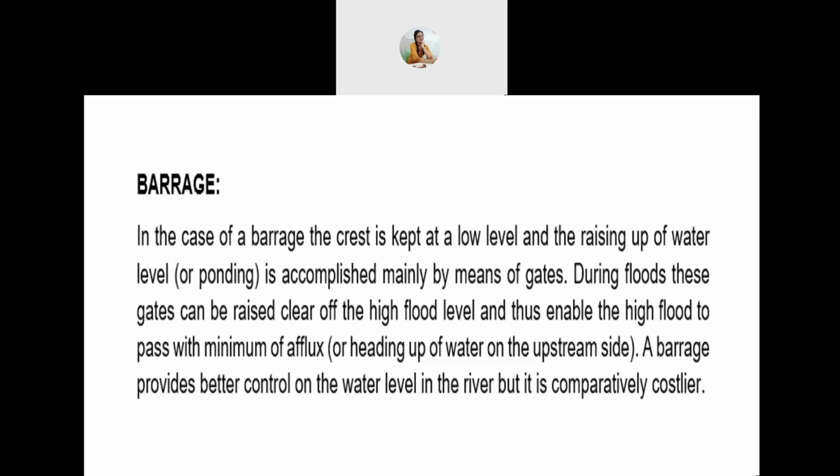Next, barrage. In the case of a barrage, the crest is kept at a low level and the raising of upper water level or ponding is accomplished mainly by means of gates. So during floods, these gates can be raised clear of the high flood level and thus enable the high flood to pass with minimum of afflux or heading up of water on the upstream side. A barrage provides better control on the water level in the river, but it is comparatively costly.